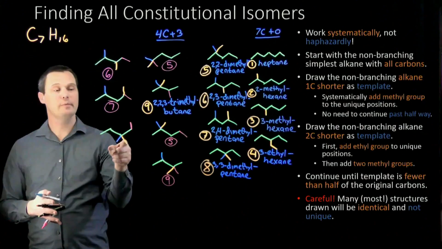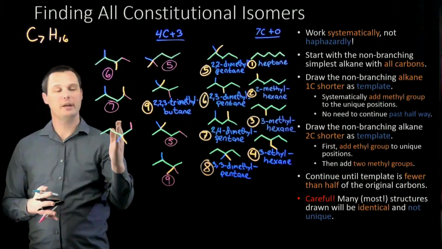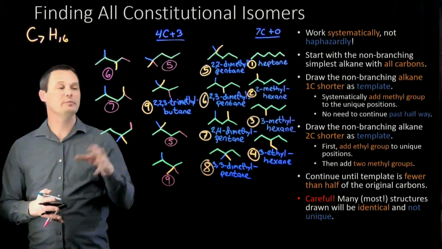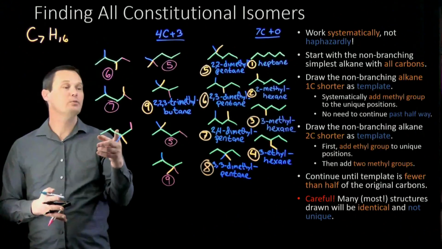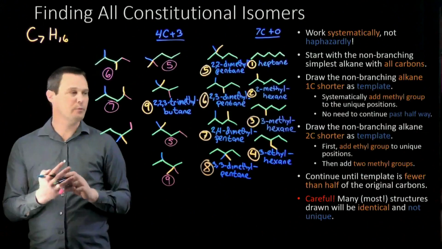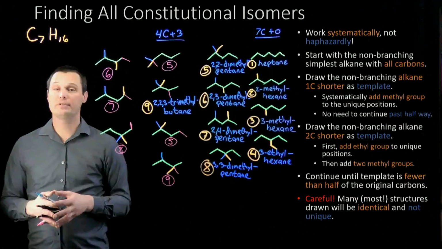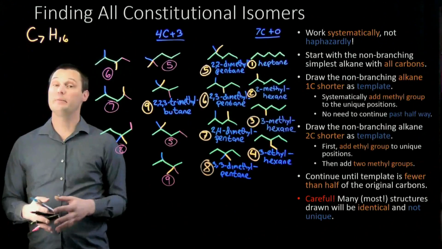The next choice would have 2 methyls on carbon 3 and 1 on carbon 4, but that puts all the substituents past the halfway point. So by necessity, these are always going to be identical to ones that we've already found. This one would be identical to 3,3-dimethylpentane that we found earlier as isomer number 8. And that's going to be all of the 4 carbon plus 3 isomers that we need to draw. And that's also going to be the end of this exercise.